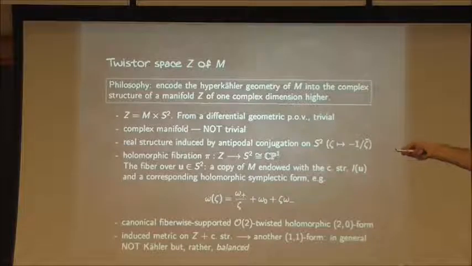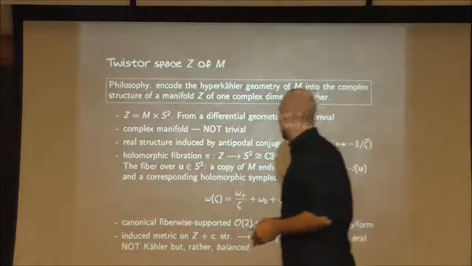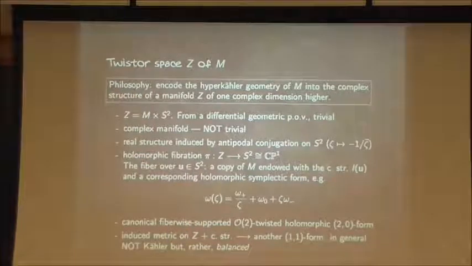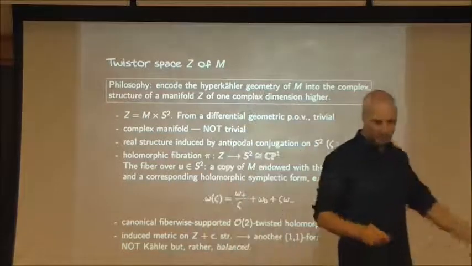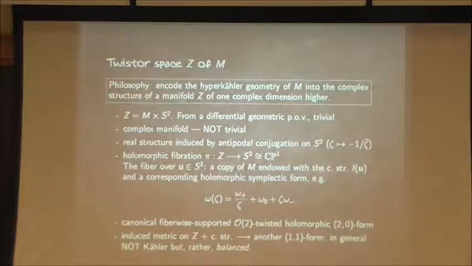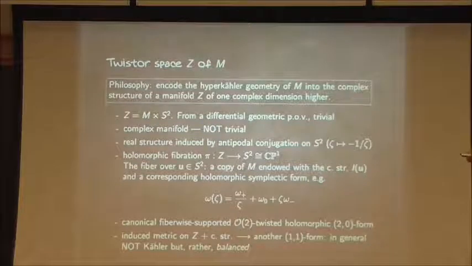And the projection here, which I denoted with pi, is a projection from a complex manifold to another complex manifold. So it turns out to be a holomorphic projection. And in the twistor picture, each fiber is a copy of the hyperkähler manifold, endowed with a particular complex structure corresponding to the point on S2 on top of which we are, and also with a rotated symplectic form, which I define here.